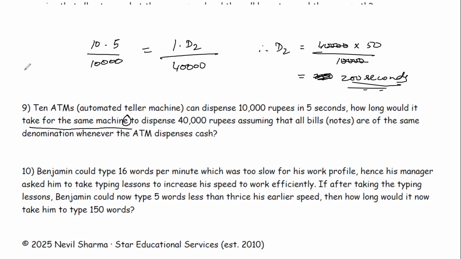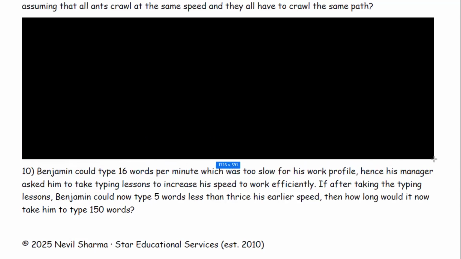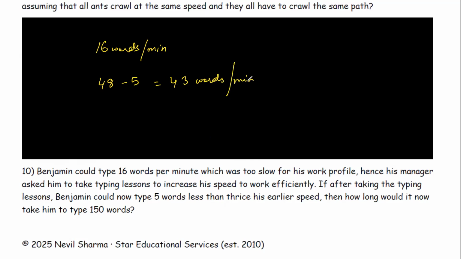And the last question, 10th one. Okay. Benjamin could type 16 words per minute, which was too slow for his work profile. Hence, his manager asked him to take typing lessons to increase his speed to work efficiently. If after taking the typing lessons, Benjamin could now type 5 words less than thrice his earlier speed. So thrice his earlier speed and 5 words less. So that is 43 words per minute, right?